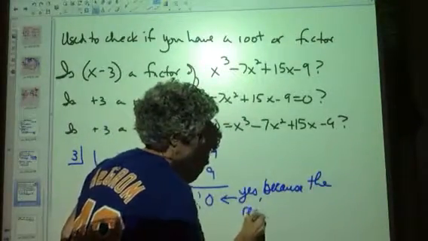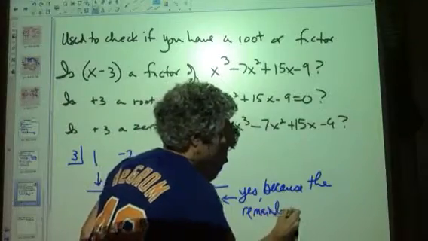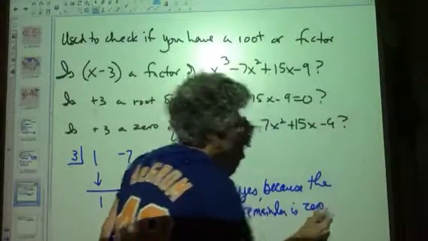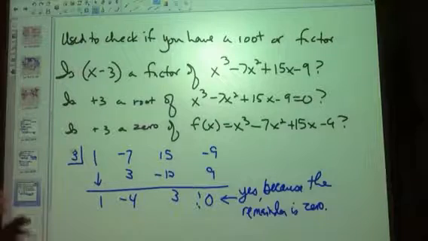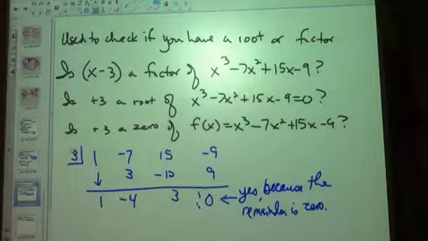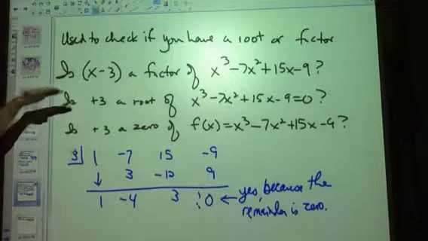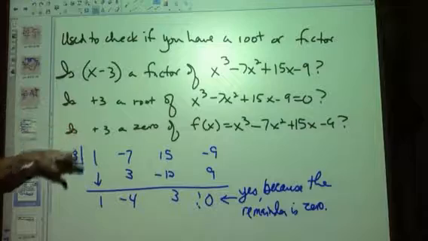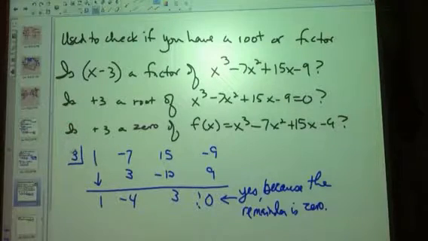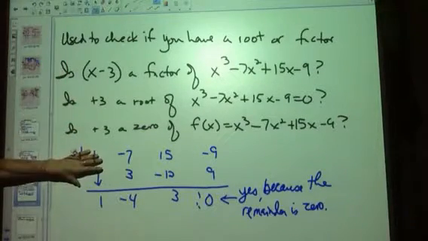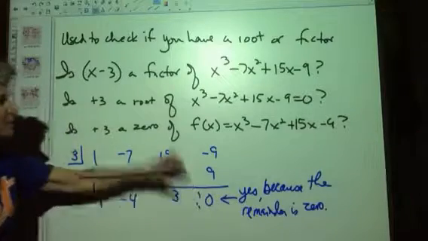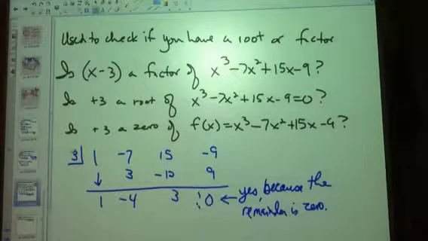Because the remainder is 0. That's how you know when something goes in evenly. 2 goes evenly into 12 because there's no remainder when you divide. And so, is it a factor of that? Yes. Is it a root of the equation? Yes. Is it a 0 of the function? Yes, all because the remainder is 0. So, same process, same way to interpret the answer, but 3 different ways the question can be worded.